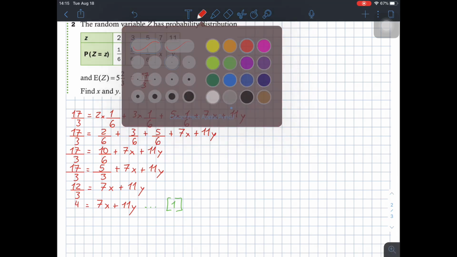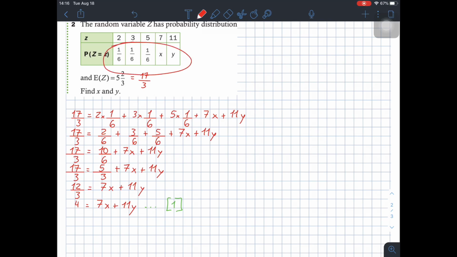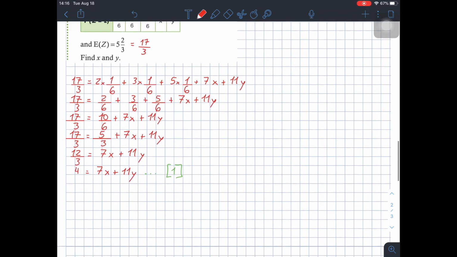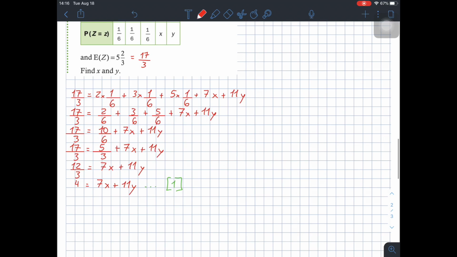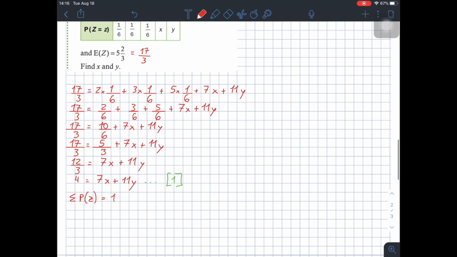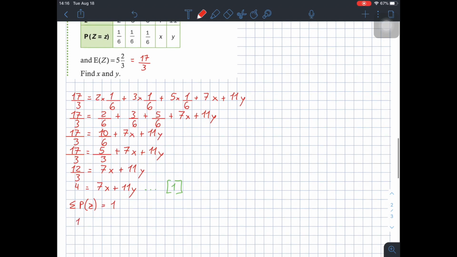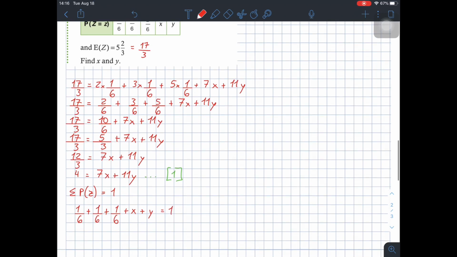If you remember from the previous class, we know that the sum of all of the probabilities must always be equal to 1. So that's exactly what our second equation would be about. So I would say that the sum of the probabilities must be equal to 1, right? So I'm going to apply the concept here and say that 1 over 6 plus 1 over 6 plus 1 over 6 plus x plus y should be equal to 1. And then I need to solve this.